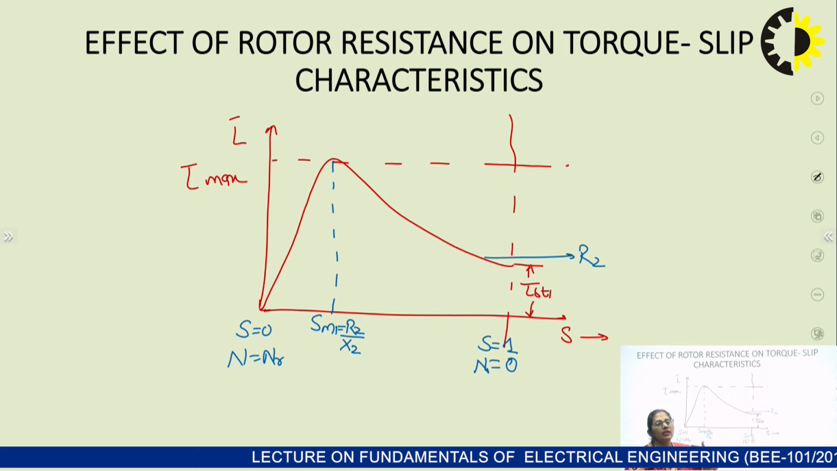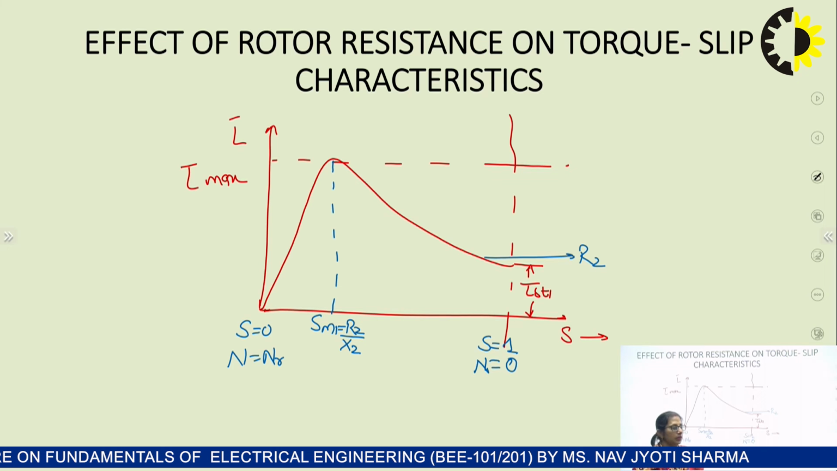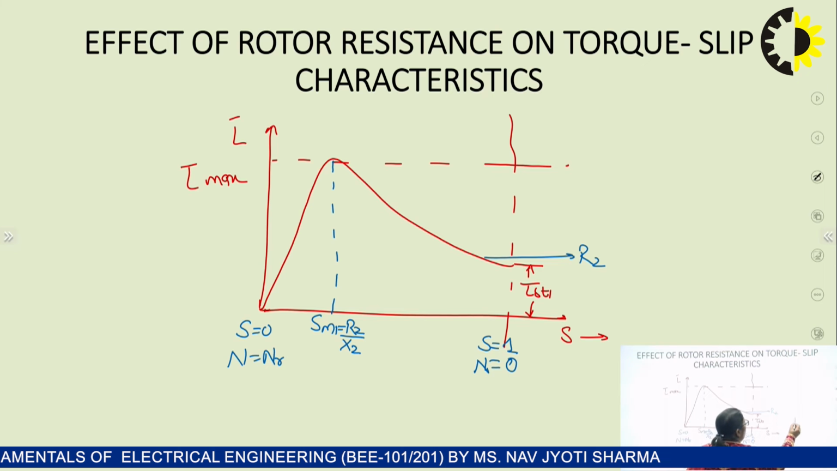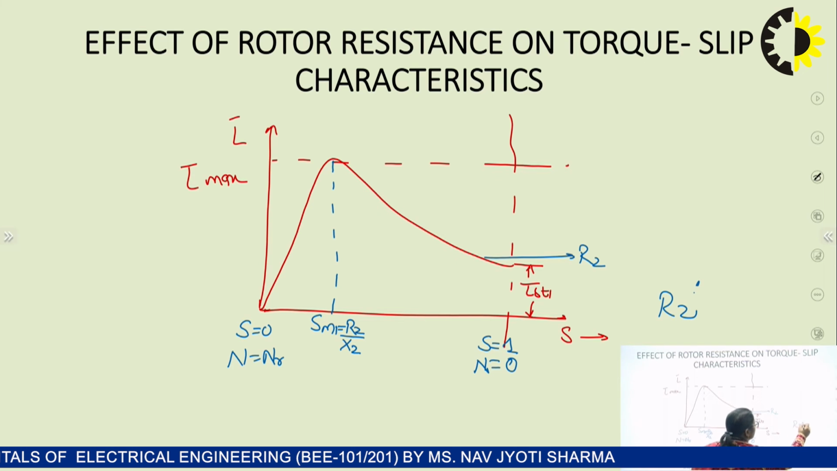Now, if we increase the rotor resistance, which once again, we have just seen that this is possible in case of slip ring induction motor, right? If the rotor resistance is being increased by adding certain extra rotor resistance with the help of slip rings, then say the increased rotor resistance is now R2 dash.